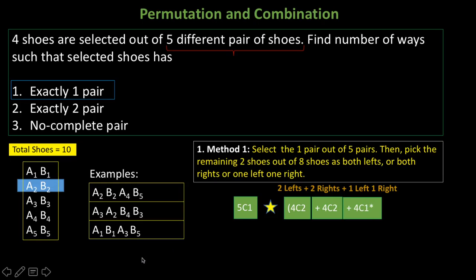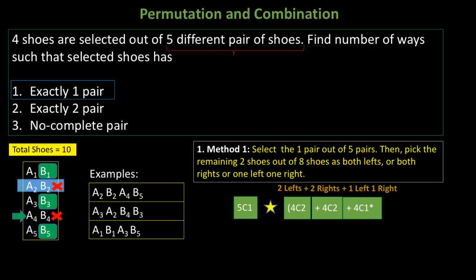Now, if I've selected 1 out of the 4 lefts, let's say I've chosen A4, then I cannot choose B4, otherwise A4, B4 will become a pair. So B4 is gone for me. B2 is already gone for me, because I have already selected 1 complete pair. So I only have 3 choices, B1, B3, B5, on the right foot side. And out of that, I have to select one right shoe. So 1 out of 3 can be chosen in 3C1 ways.